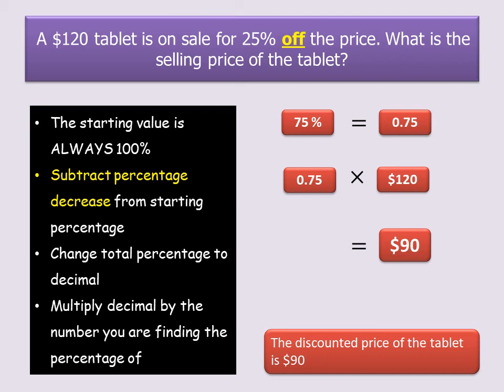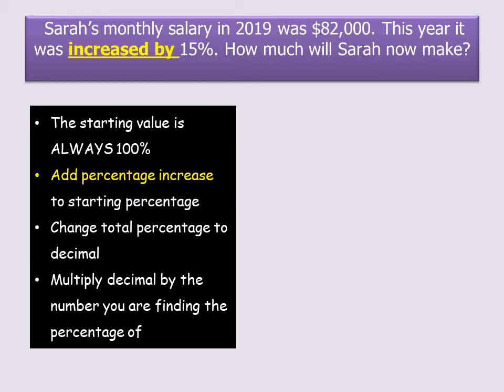So let us try one last example for this lesson. Sarah's monthly salary in 2019 was $82,000. This year it was increased by 15%. How much will Sarah now make? We're going to follow the same procedure. The only difference is instead of subtracting the percentage from the starting percent, we're going to add because it said it was increased by 15%.